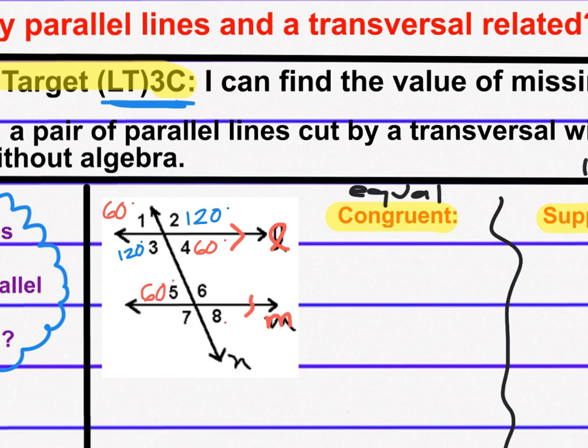So angle 5 is also 60. Angle 8 is also 60. Angle 6 is 120. Now I'm just using 60 and 120 as an example. It could be 130 and 50. It could be 120 and 60. Okay, it could be 110 and 70. So you're always going to get 2 different sizes of angles that are following this same pattern.